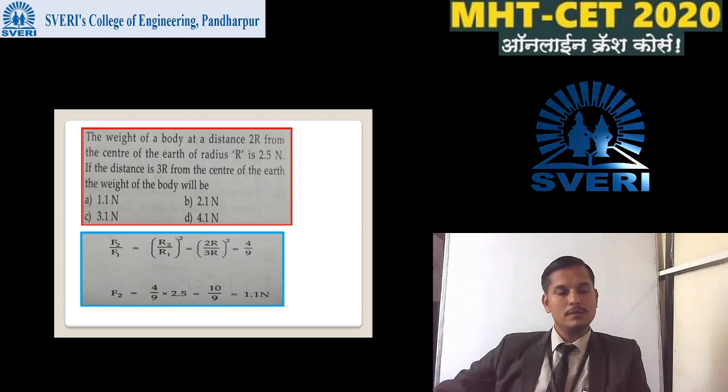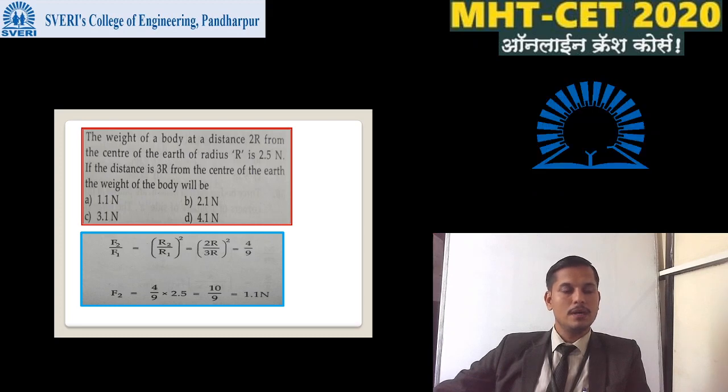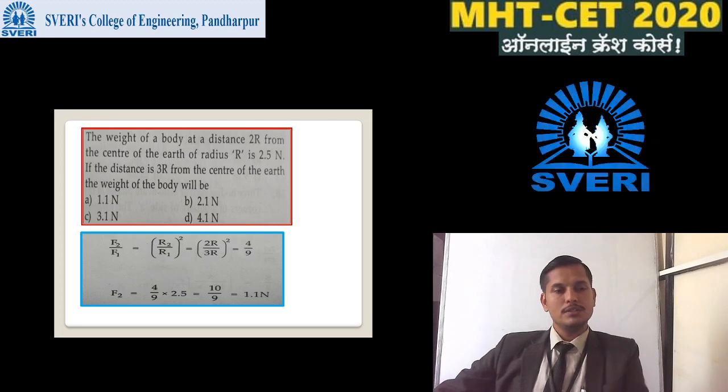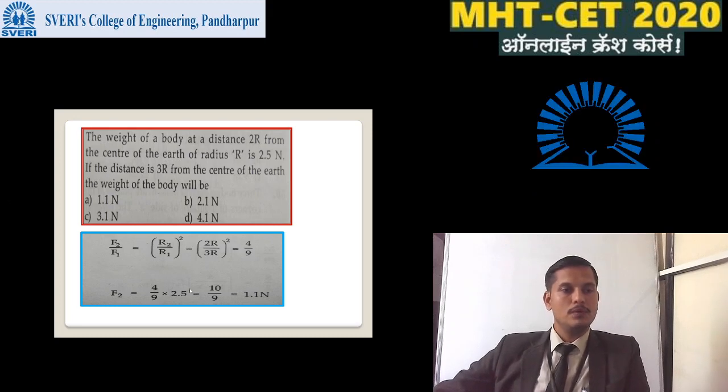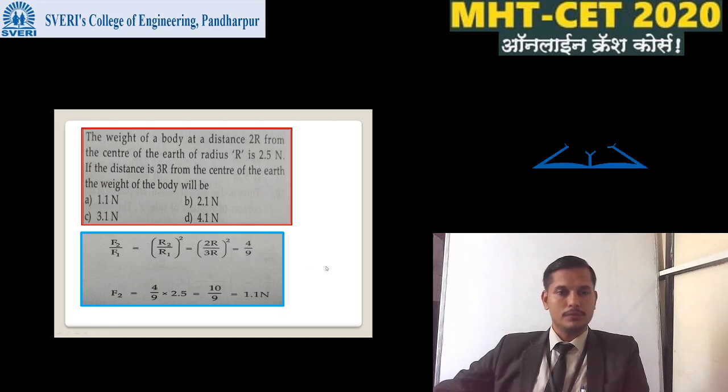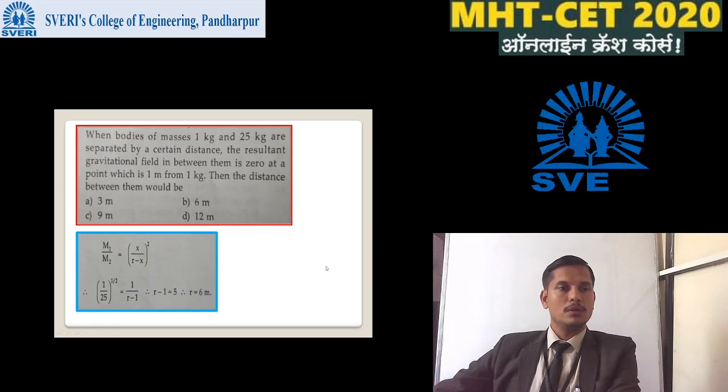So as we know the relation between F and R, we are considering two cases, that is F1 and F2, related to the values R1 and R2. So the equation becomes, after adjusting, F2 upon F1 is equal to R1 by R2, whole squared, and the values we know. After putting the values, we get the answer, that is 1.1 Newton. So let us move to the next one.